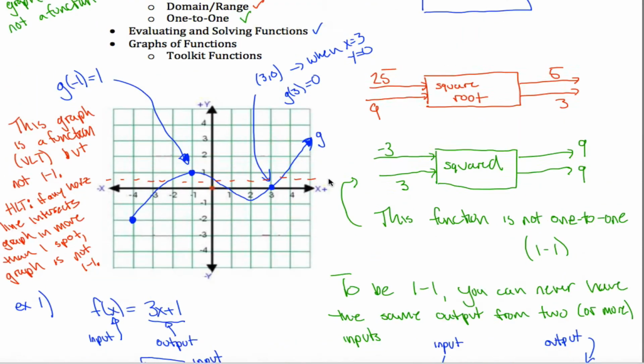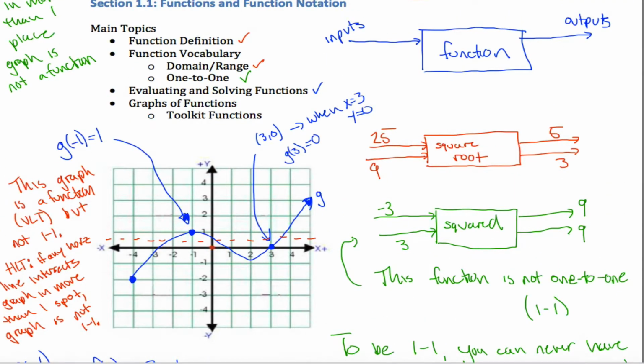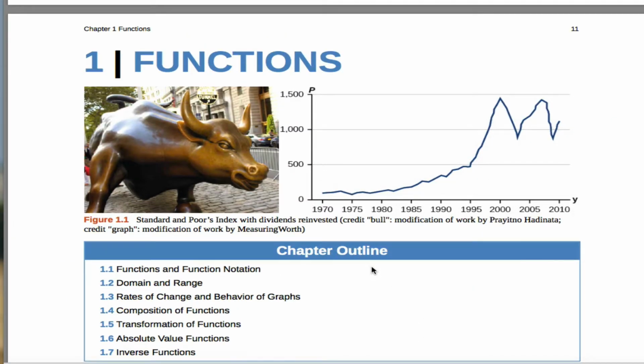Those are what I consider to be the main topics of this section. What I'm now going to do is flip through the book and talk you through those topics. I'm going to spend like 2 minutes and just highlight a couple of key things.